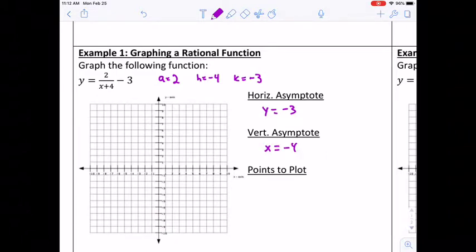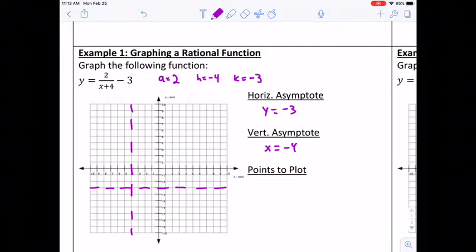And so now what you want to do on your graph is plot these two asymptotes using a dashed line. So at y equals -3, you want to put a dashed line here. Then for your vertical asymptote at x equals -4, you want to put a dashed line right there. Okay? Now you have to plot two separate points, just so you know where the curves go on the hyperbola.